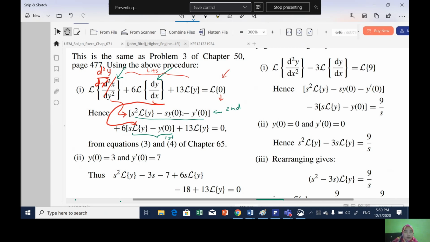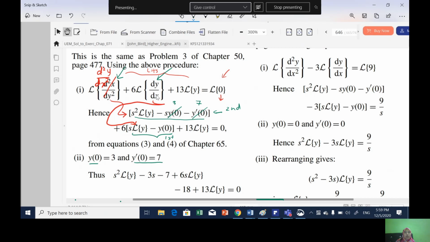So these are the boundary conditions given. Is it given in the equation just now? This means this part you can simplify to 3, and y prime is equal to 7. So the transform of the second derivative can be simplified to s squared L{y} minus s times 3, so we have 3s, then minus 7. This is for the second derivative.